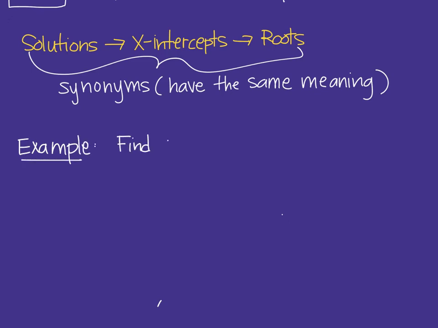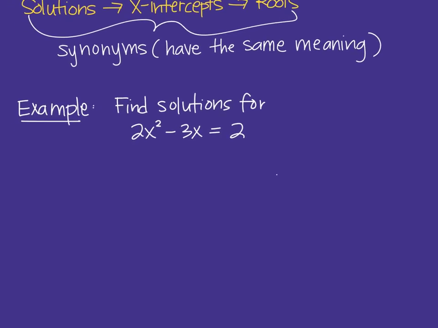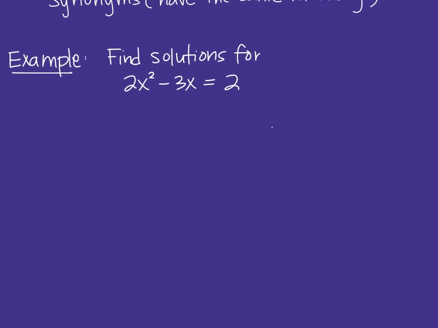So the directions might say, find solutions for the following problem. 2x squared minus 3x equals 2. Now, the first step or goal is always going to be to get one side equal to 0. You can't do any factoring until you have things in order where one side is equal to 0. So right now this problem is equal to 2. I don't want it equal to 2, I want it equal to 0.